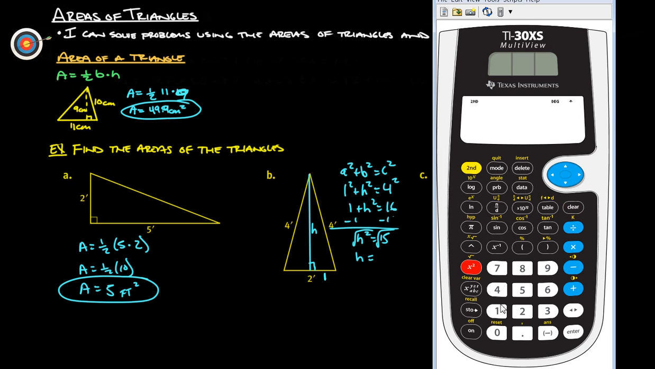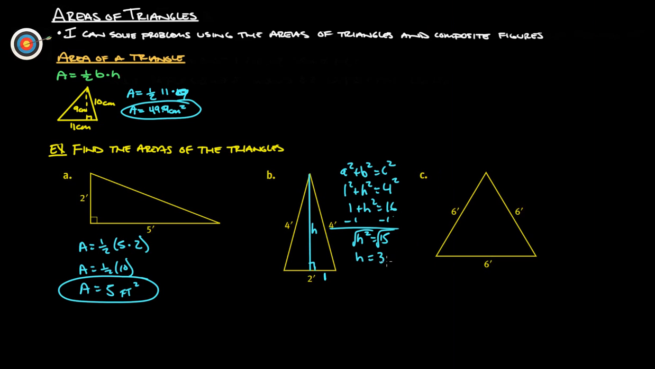So we do the square root of 15, and that gives us 3.87, so let's call that 3.9. So now the area of this triangle is going to be 1/2 of 2 times 3.9. Really the 1/2 and the 2 turn into 1, so our area is simply going to be 3.9 feet squared.